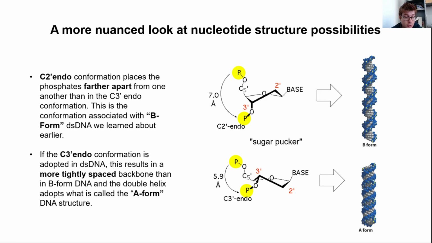And the resulting structure that forms when this geometry is adopted is called the A-form DNA structure. And if you were to look at it here, you'll see that now that beautifully wide major groove has been sort of compressed down, and the structure is kind of much more compact.